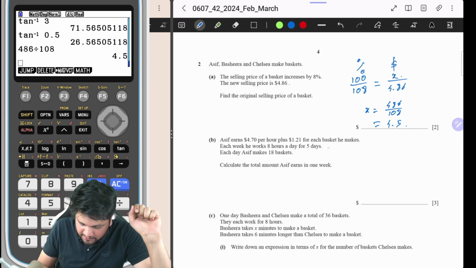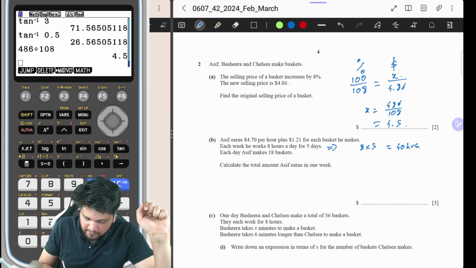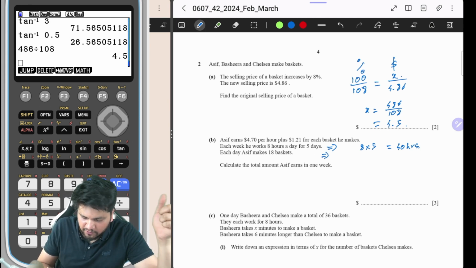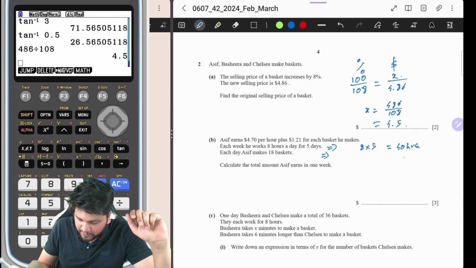So in 1 week he is working for 5 days. So it's going to be 8 into 5. That is going to be 40 hours. He makes 18 baskets, and for that he is getting 1.21 for each. So 18 baskets, we'll keep it as it is. So for 40 hours, how much is he earning? It's going to be 40 into 4.7 per hour. So 40 into 4.7. We'll add that with 18 baskets he makes. It's kind of an incentive. So 18 times 1.21, that also we are going to add.